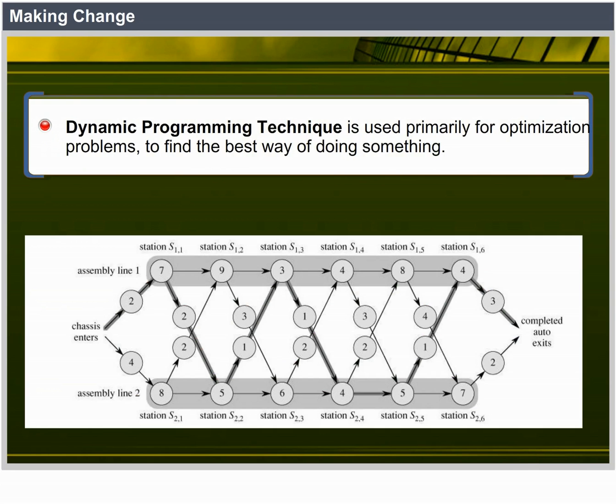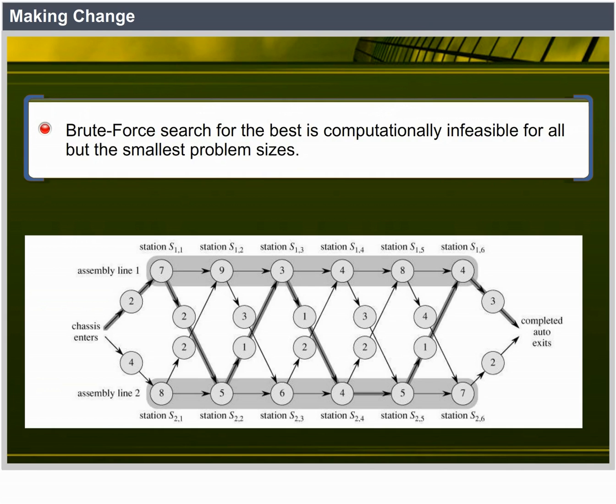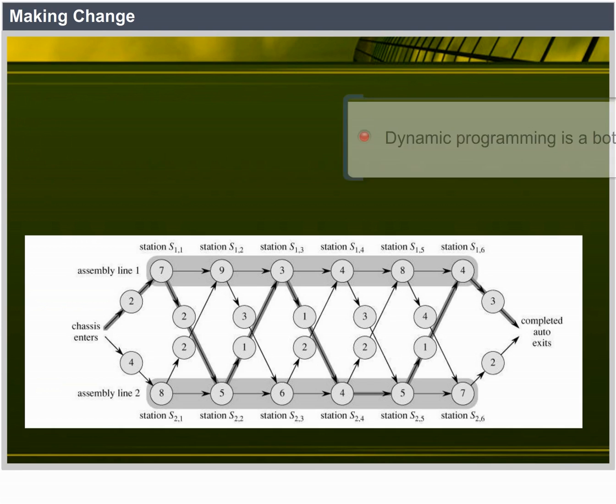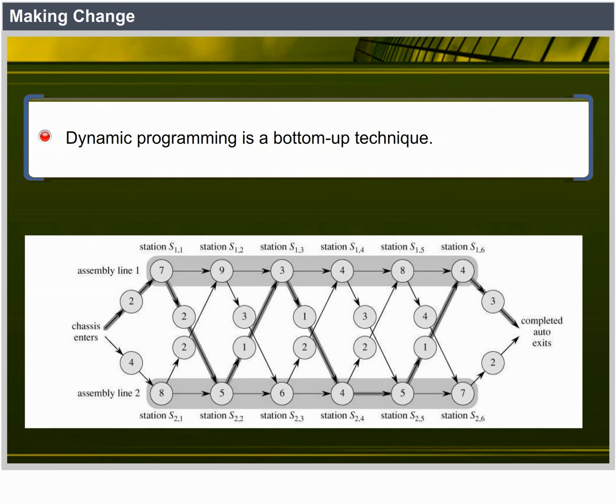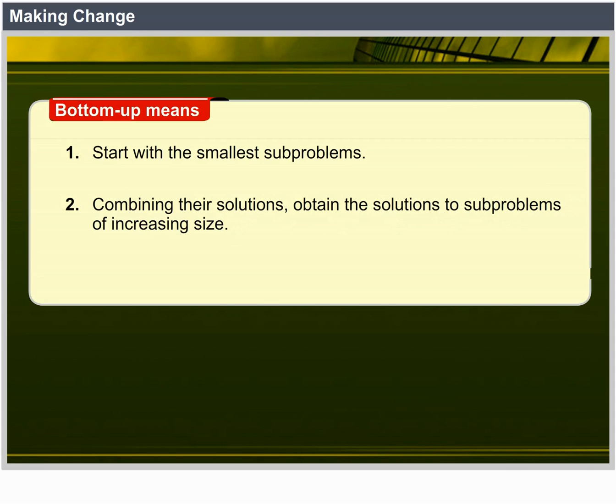Making change. The dynamic programming technique is used primarily for optimization problems to find the best way of doing something. Brute force search for the best is computationally infeasible for all but the smallest problem sizes. Dynamic programming is a bottom-up technique. Bottom-up means we start with the smallest subproblems, combining their solutions to obtain the solutions to subproblems of increasing size until we arrive at the solution of the original problem.